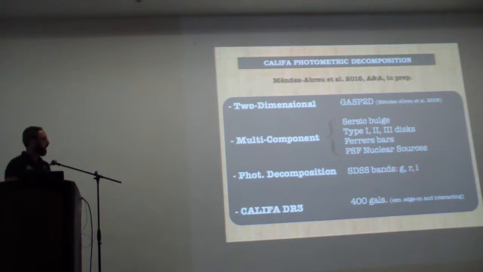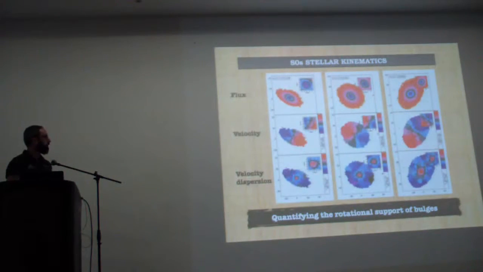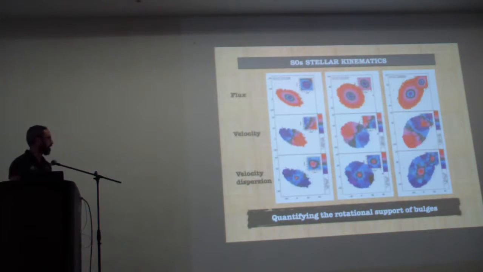So using this photometric decomposition for our 25 lenticular galaxies, what we have done is obviously go to the stellar kinematics. And Maria showed this morning some fantastic maps on the stellar kinematics. These are just three examples for three different galaxies. Here you have the flux integrated from the data cube, velocity, and velocity dispersion. And here I have plotted in black, as an ellipse, the ellipticity, the position angle, and the effective radius of the bulge for these particular galaxies.